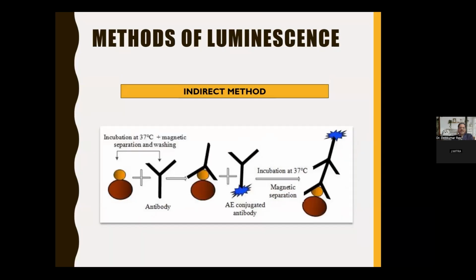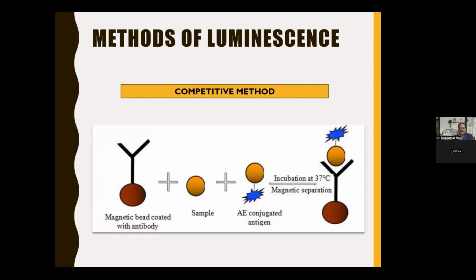The second one is the indirect method, where the initial component will combine with the antibody or the sample and will produce antigen antibody complex, which will combine again with the acridinium ester conjugated antibody after a specific incubation at 37 degrees centigrade temperature. By the magnetic separation, the compound will be produced. This is the indirect method. And the third one is the competitive method.